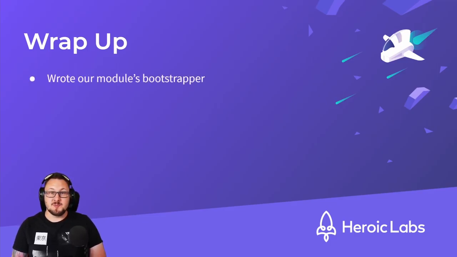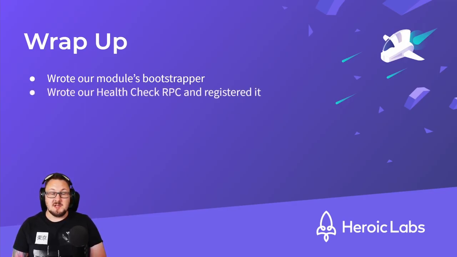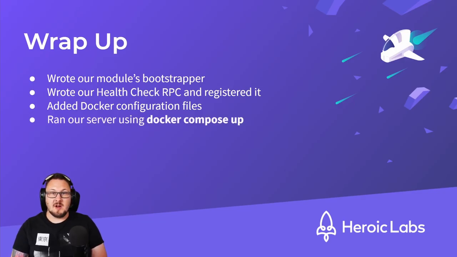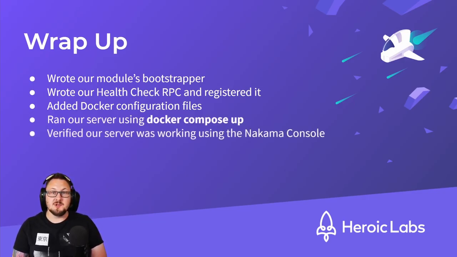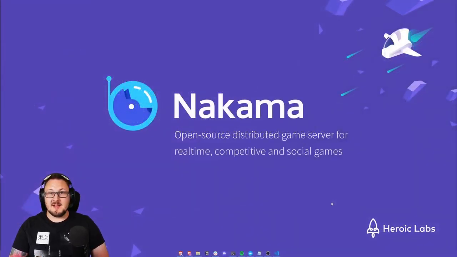First, we wrote our modules bootstrapper, which serves as our entry point into the Nakama server runtime. Next, we wrote our health check RPC and registered it in the bootstrapper. Next, we added our configuration files. This included the local.yaml file for the Nakama server configuration, our Docker compose file, and our Docker file. We then ran our server using the Docker compose up command and verified that it was all working using the Nakama console. And that's it for this video.